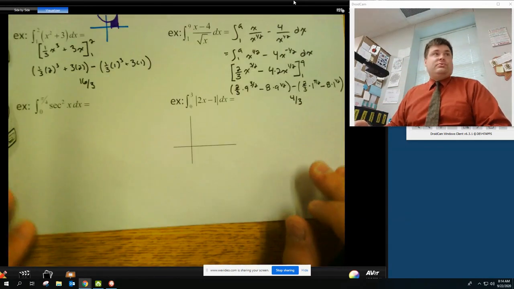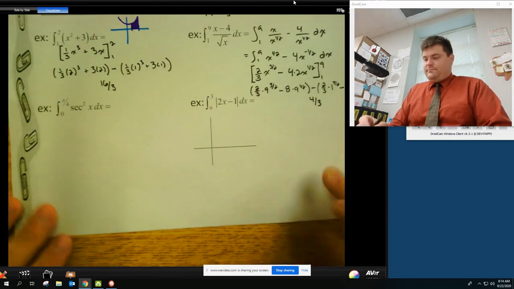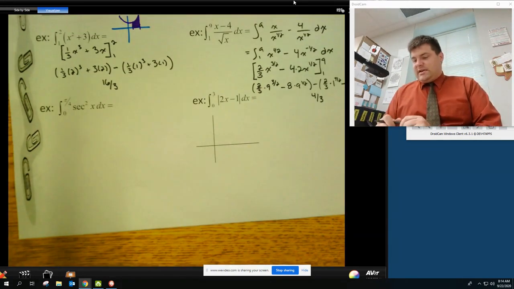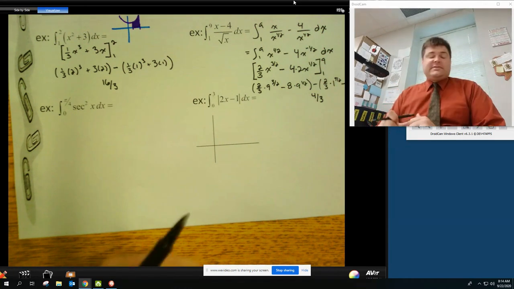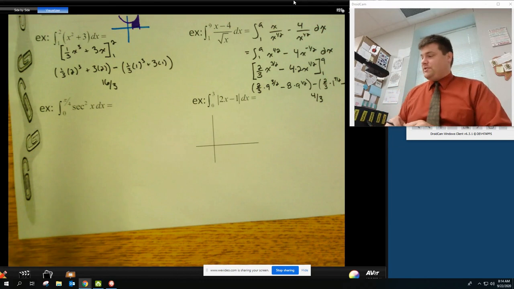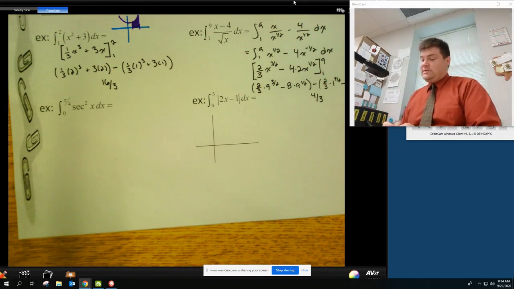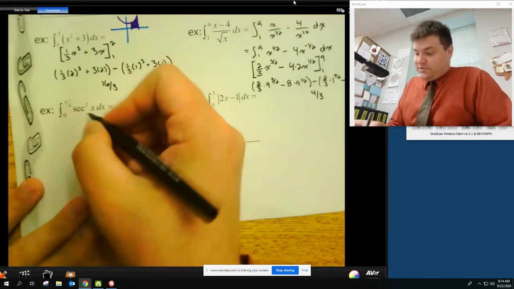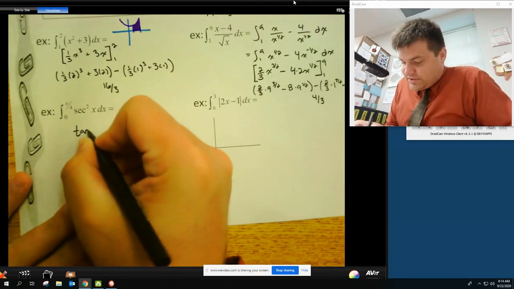Let's go to the next one, the integral of secant squared dx. What's really nice about this is there is a formula for this. There is a direct antiderivative for that. Do you happen to know what that is? It's tangent. So this is really equal to tangent.